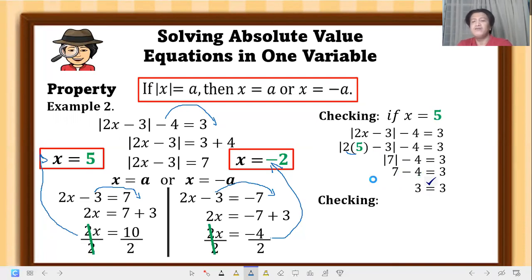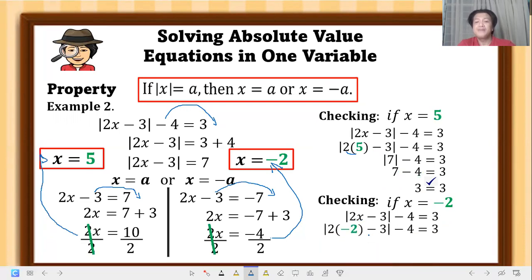Doon naman sa pangalawa, if x naman is -2, same pa rin ang procedure. You have to replace or substitute yung x is equal to -2. Then multiply mo to. What is -2 times 2? -4 yon. -4 minus 3, that will become -7. But take note, kapag kinuha mo yung absolute value ng -7 or pag nilabas mo siya, positive siya. Kaya nga 7 minus 4, they are equal. So ibig sabihin, 3 is equal to 3.